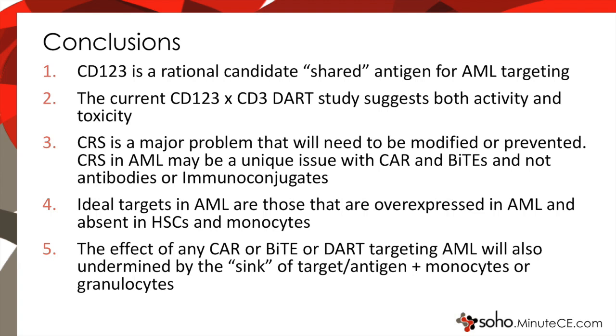So in conclusion, CD123 is a rational candidate for a shared antigen for AML targeting. The current DART clinical trial suggests both activity and toxicity. Cytokine release syndrome is a major problem, and ideal targets in AML are those that are expressed in AML and absent in normal stem cells and monocytes and granulocytes. And also, the effect of any CAR or DART or BiTE to an AML antigen will be undermined by the presence of this antigen on normal tissue monocytes, macrophages, or granulocytes.